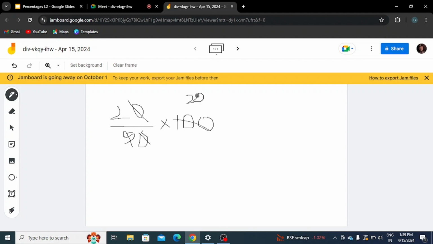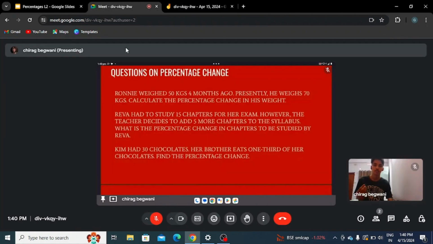Got it? So 20 into 2, which becomes 40%. So this is the 40% change in weight, right? So change in weight is 40%. Okay, 40%. So this one is done.